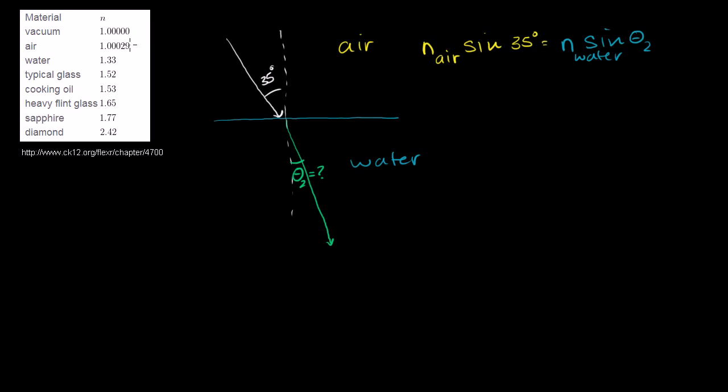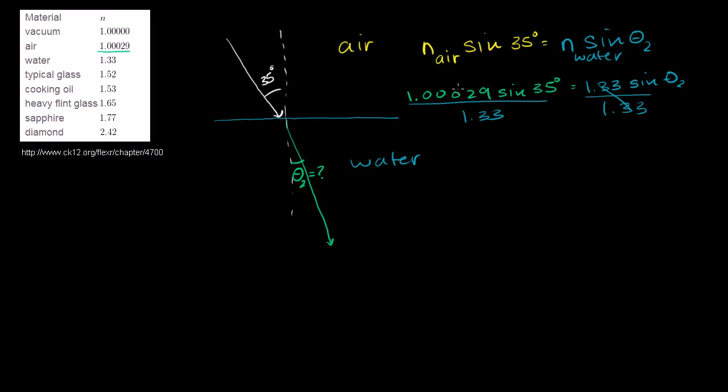The refraction index for air is this number right over here, 1.00029. So it's 1.00029 times the sine of 35 degrees is going to be equal to the refraction index for water, which is 1.33. So it's 1.33 times sine of theta 2. Now we can divide both sides of this equation by 1.33. On this side, we're just left with sine of theta 2.